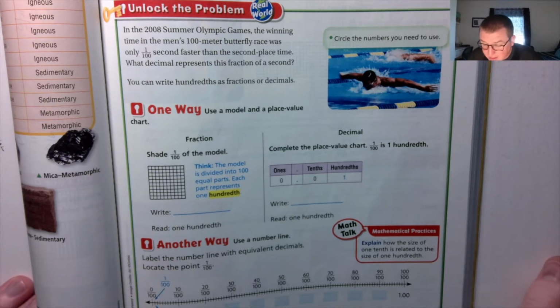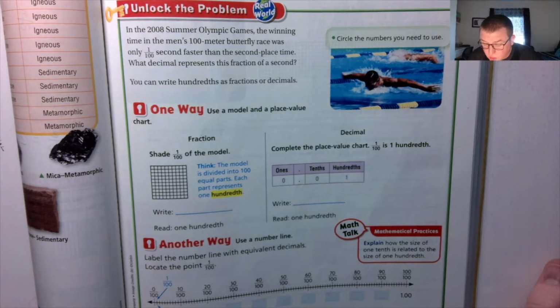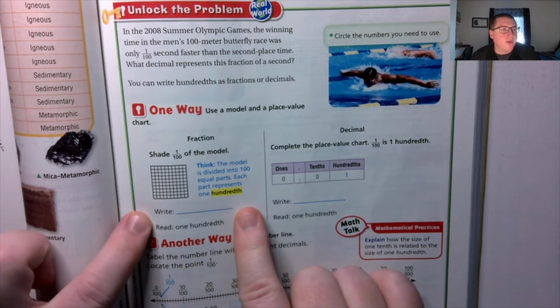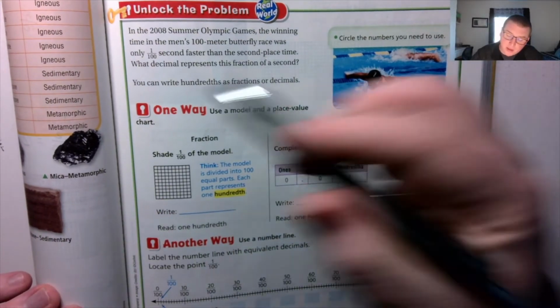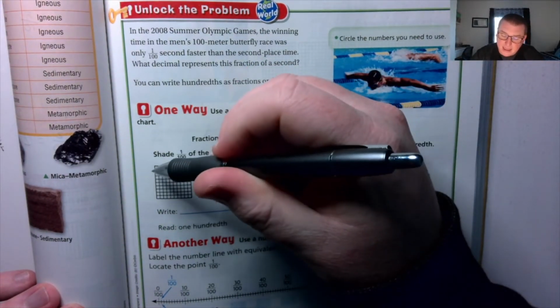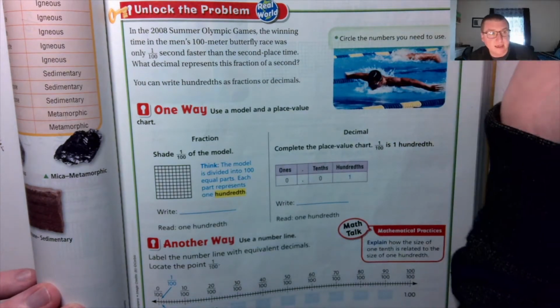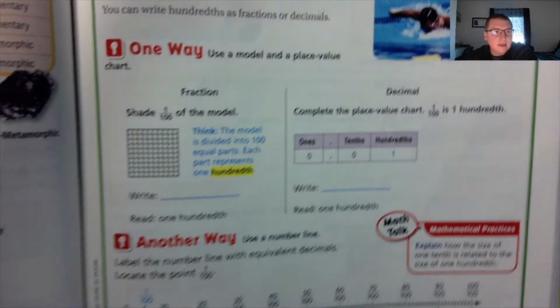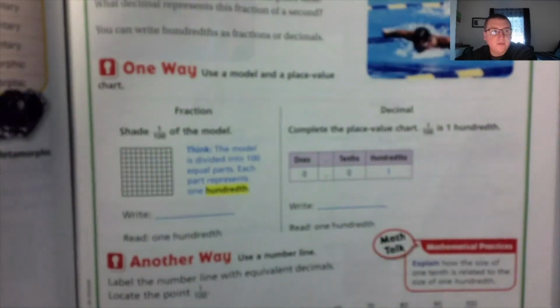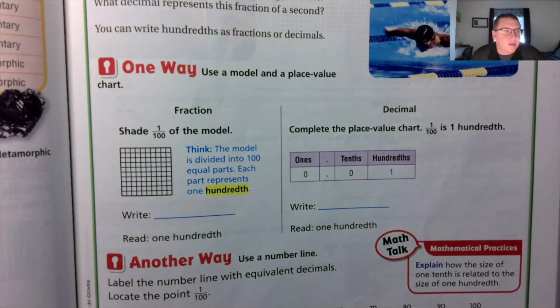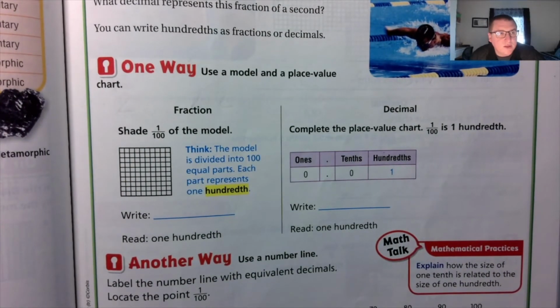It says, one way, use a model and a place value chart. So let's start with the fraction, because that's something we've been working with. They give us a flat here, right? And a flat has 100 squares inside. In fact, let's get nice and zoomed on this problem. So we have our flat, and we are shading 1/100th of the model.